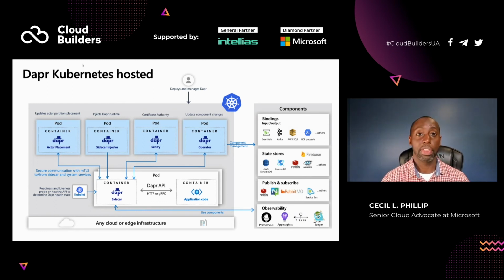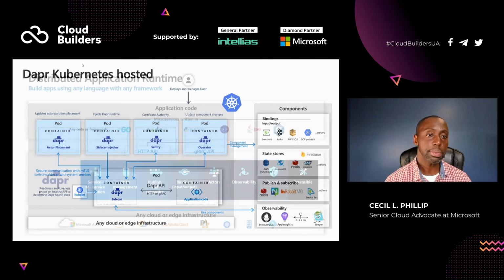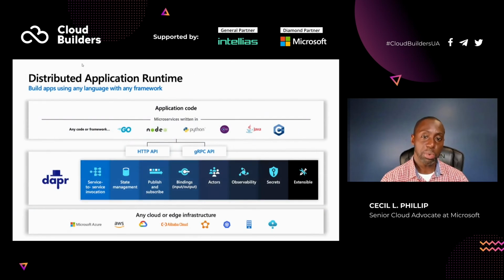So if I have things that are running in my cloud, or maybe you're running Kubernetes on premises, which is fine as well, you have the ability to make use of any of these bindings that we have here. So that's what we've seen from Dapr so far.